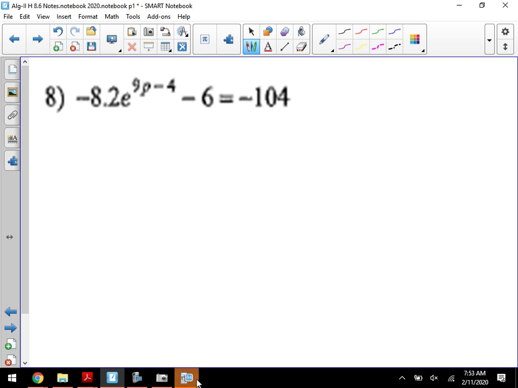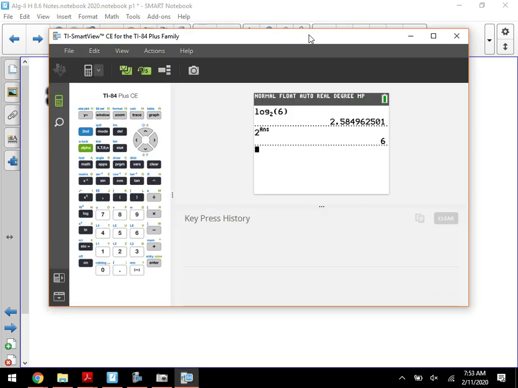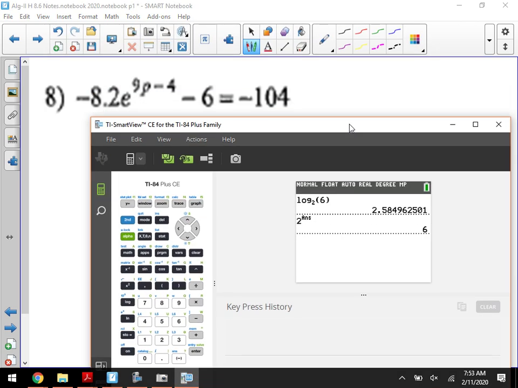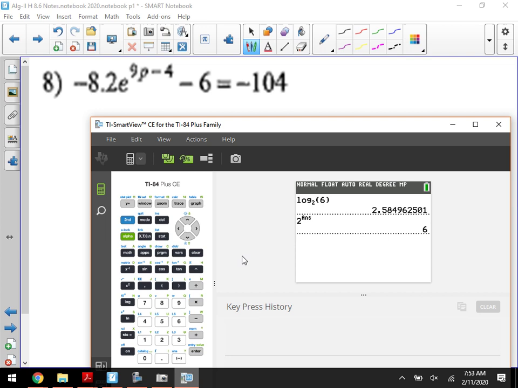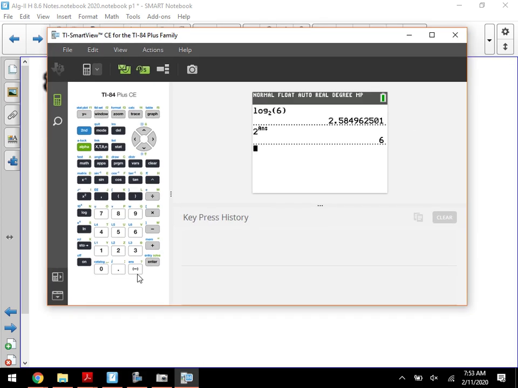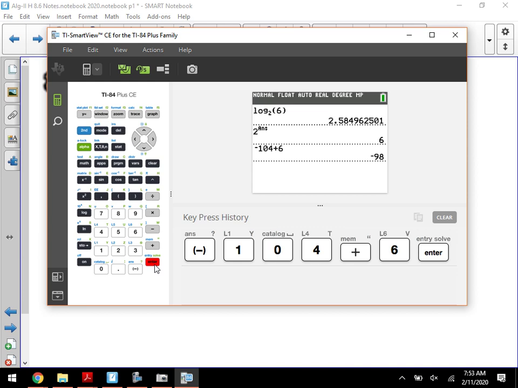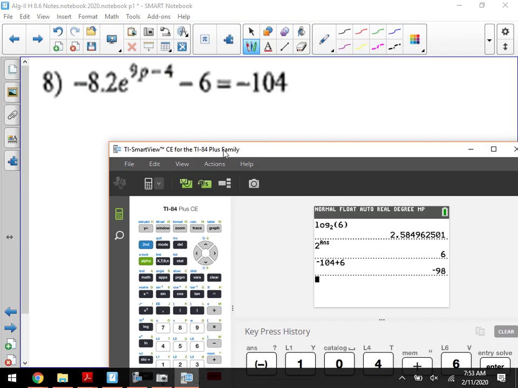So this is our equation 1. So let's see here. The first thing I would have to do in my calculator, I'll take the negative 104 and I'm going to add 6. Okay, so I'll start with that. Negative 104 plus 6 and hit enter. I'm at negative 98.